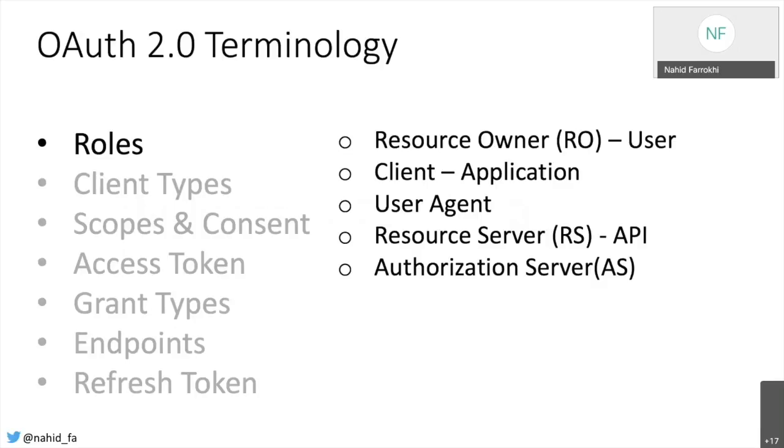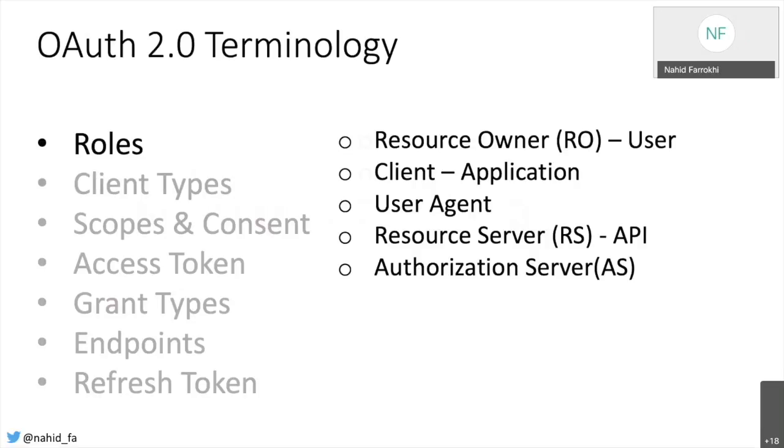The user agent is what the user is using to interact with the client, for example, a browser or a native application, like a native mobile app. And the resource server. Resource servers are those protected resources that we are talking about, like APIs. And the authorization server, which is actually the main component, as it's the server that authenticates the user and issues the access token to be able to access the protected resources.